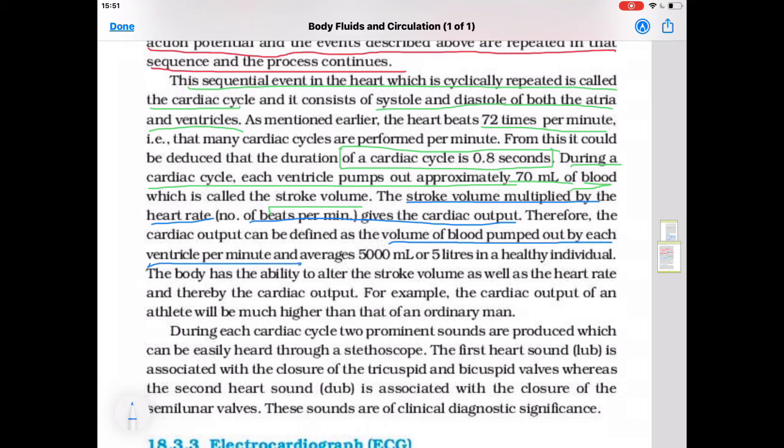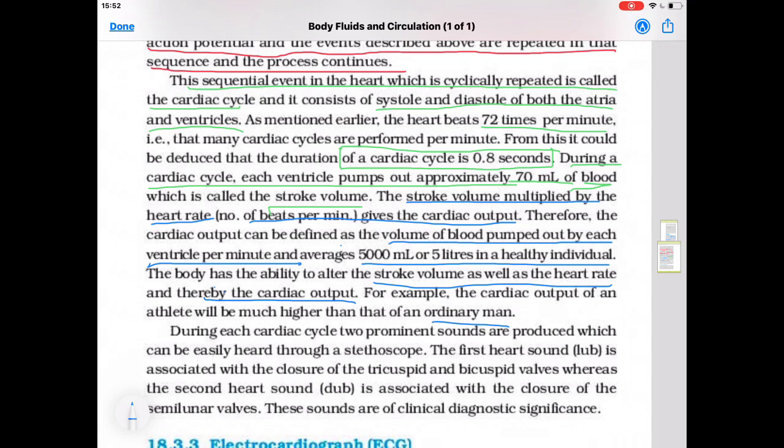The body has the ability to alter the stroke volume as well as the heart rate and thereby the cardiac output. For example, the cardiac output of an athlete will be much higher than that of an ordinary man. During each cardiac cycle, two prominent sounds are produced, which can be easily heard through a stethoscope. A stethoscope is the instrument through which we can hear the heartbeat sounds.